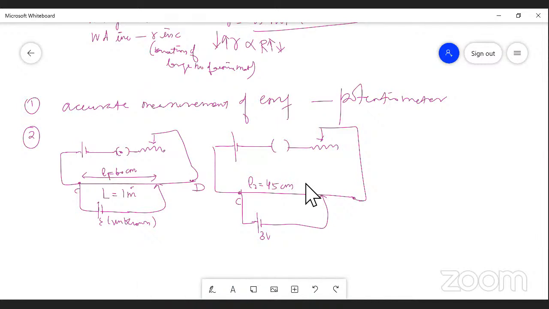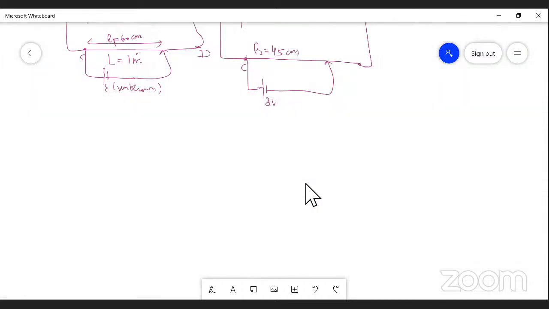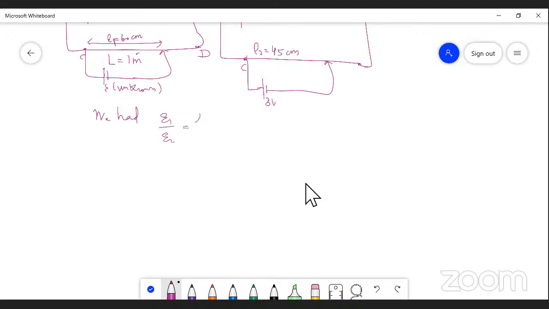You are asked to find the unknown value of EMF. By comparison of EMFs of two given cells, we had the formula: E1 divided by E2 equals L1 divided by L2. In the first case, E1 is unknown.